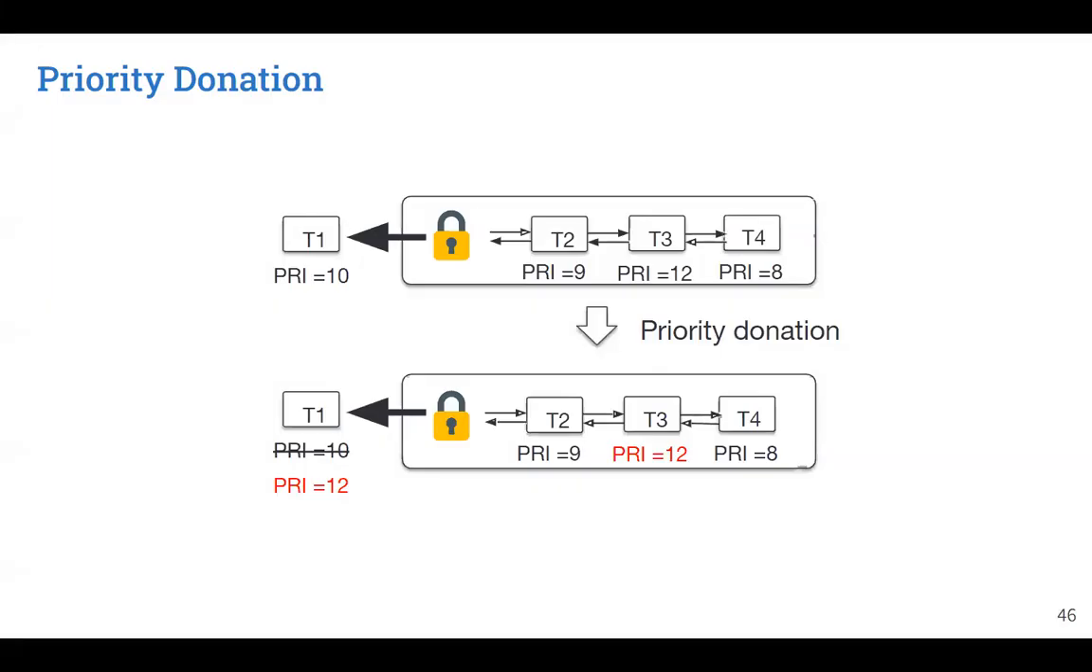So there are actually some complications with priority donation. When there are multiple threads waiting for a lock held by a low priority thread, the priority donated to the thread holding the lock should be the highest priority among its waiters.